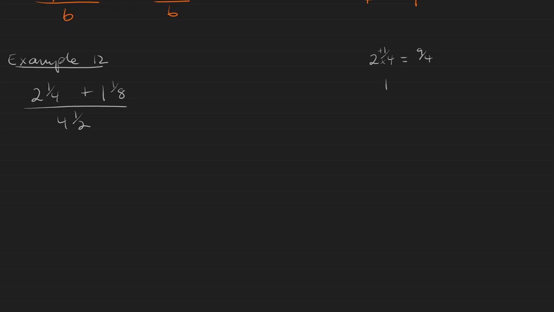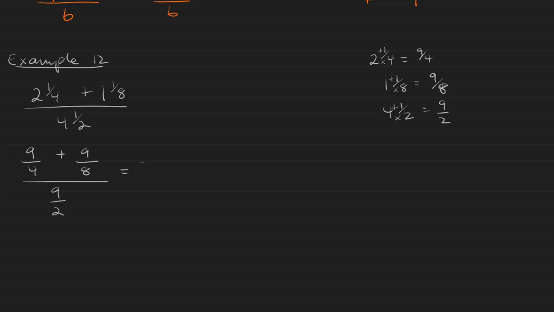And we have 1 and 1 over 8. 1 by 8 is 8, plus 1 is 9 over 8. Then we have 4 and 1 over 2. 4 2s are 8, plus 1 is 9, 9 over 2. Rewriting everything, we have 9 over 4 plus 9 over 8 all over 9 over 2.